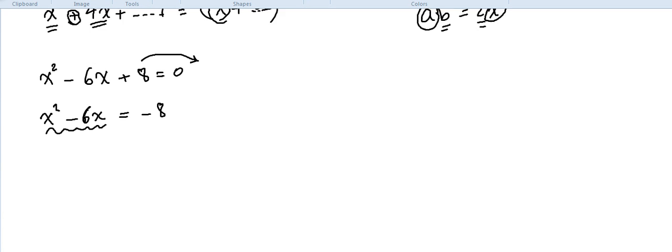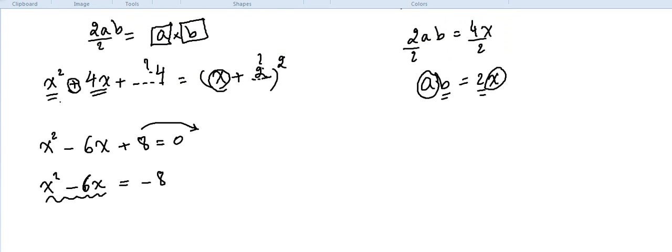As you can see, comparing those two with this one here, we did, it's the same, right? So I have to add something to this side. I have to add something to make x squared minus 6x plus this thing I will add a complete square, a perfect square.